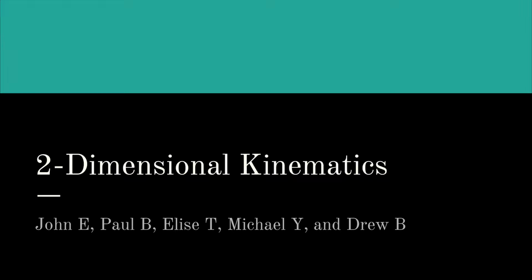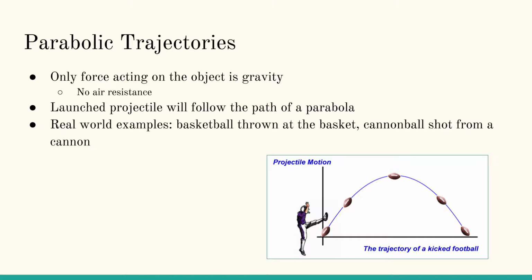Hello everybody, today we're going to talk to you about two-dimensional kinematics. First off, it's important that you understand parabolic trajectories. Parabolic trajectory occurs when an object is launched and is under the influence of no force other than that of gravity. This includes air resistance and other frictional forces. Upon its launch, the object will follow the path of a parabola.